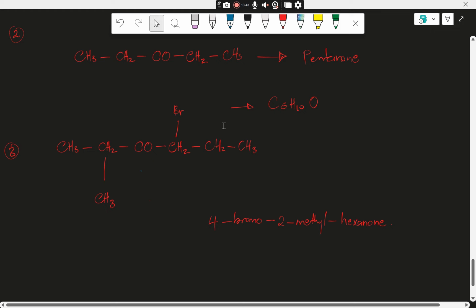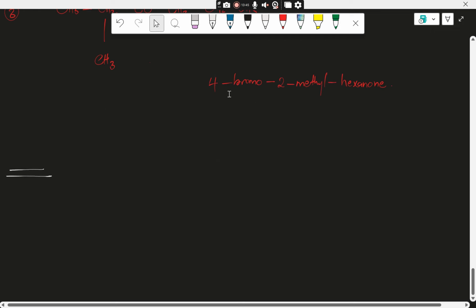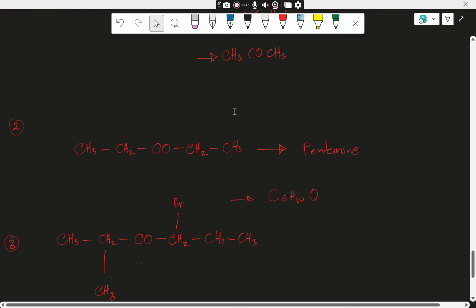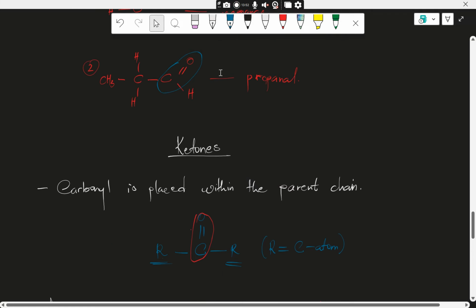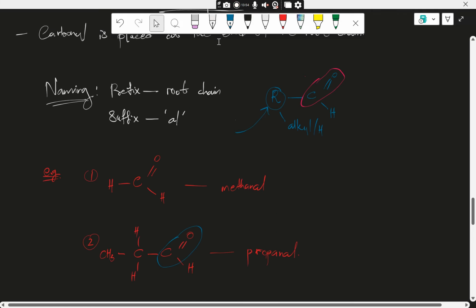So yeah, that's our carbonyl functional group, organic compounds, right? It's very simple and straight to the point. Thank you.